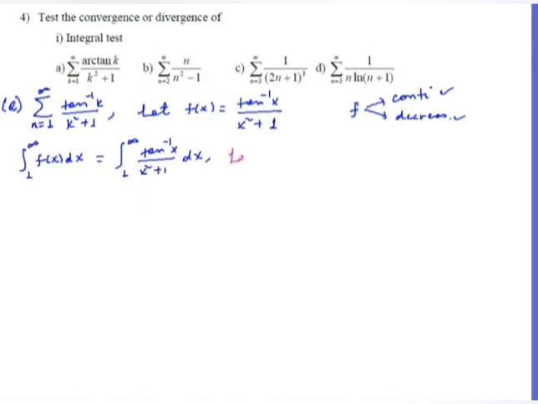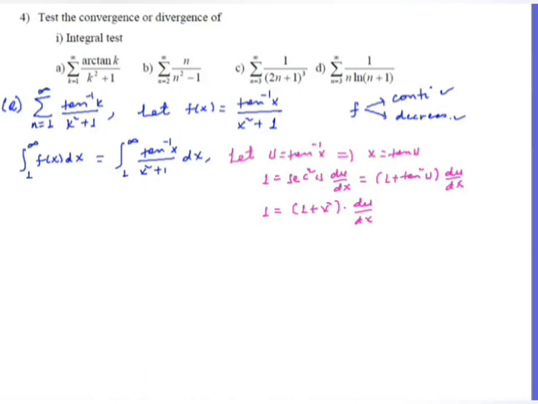So let u be tan inverse of x. Then x becomes tan u. You can take the derivative of both sides with respect to x. So 1 equals sec square u du by dx, which is the same as 1 plus tan square u, and tan square u is x square. So 1 equals 1 plus x square times du by dx, or du becomes dx by 1 plus x square. So dx by 1 plus x square is replaced by du.